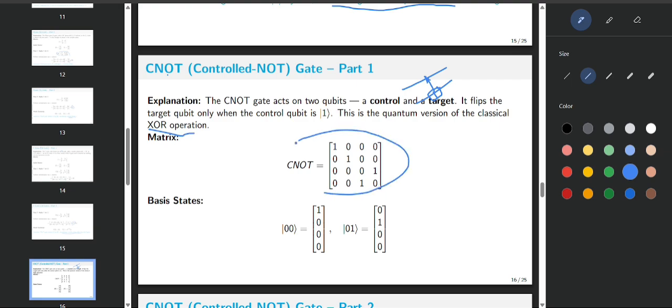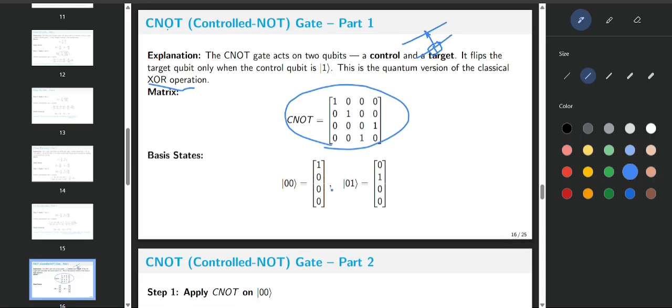This is similar to the classical XOR operation. So this is the matrix representation of CNOT. It is based on the tensor product. Let us say ket 0 is [1 0], and I have written ket 0 0 combined, right? So this is nothing but the tensor product.